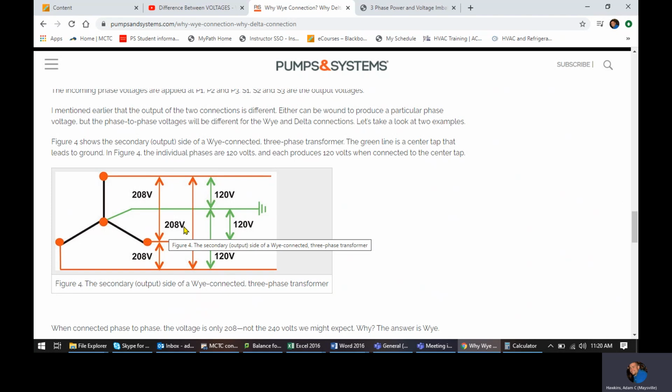In our lab, we have 208 three-phase coming into our lab, coming from the transformer, stepping down from 480 in the lab, going to 208. That's going through a Y configuration, giving us three distinct legs of 120 volt power. But between them, they're 208. So that's what we have to deal with.